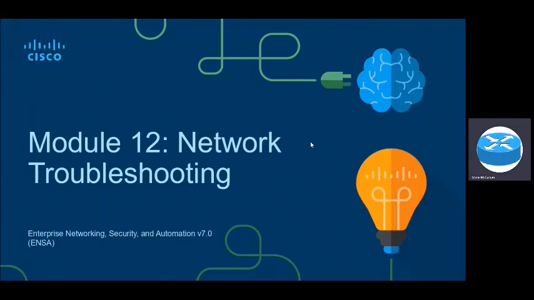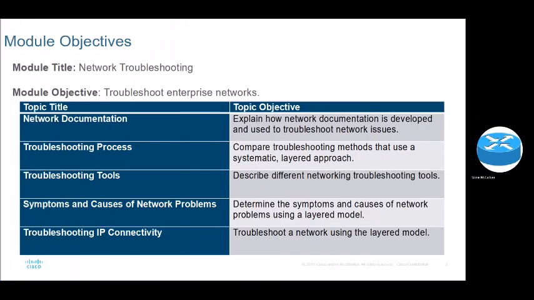Okay, hi. So we're up to module 12 of ENSA, which is network troubleshooting. In this module, we're going to cover network documentation, which is of course very useful for knowing how the network should be set up. Then the troubleshooting process, going from start to finish and how you would troubleshoot things, troubleshooting tools, symptoms and causes of network problems, and troubleshooting IP connectivity.